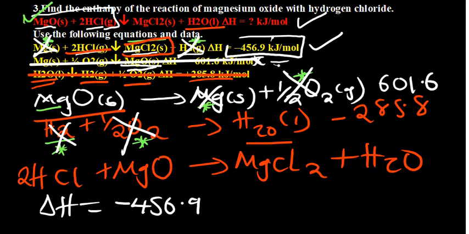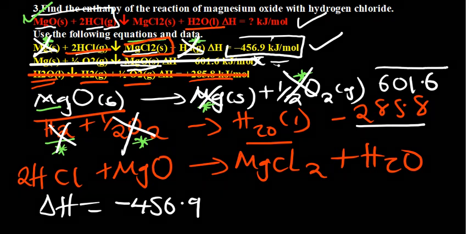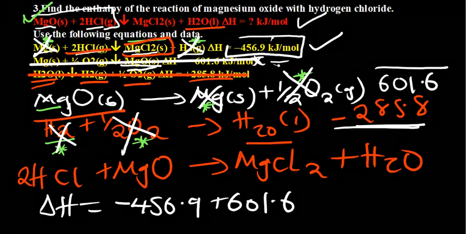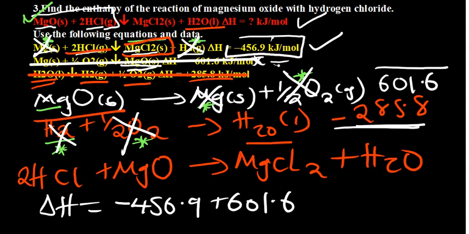This one, we reversed it, so the sign became positive. This one was also reversed, so from positive it became negative, negative 285.8. So get the calculator now and punch. We see what we're going to have as our answer.